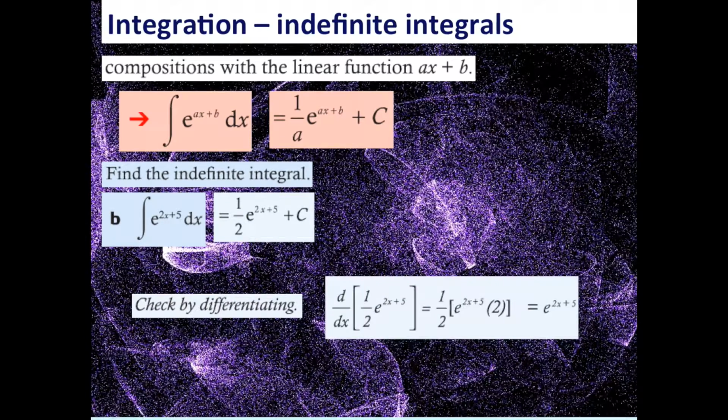Check our answer again by finding the derivative. So the derivative of this using the chain rule is going to be e^(2x+5) multiplied by the derivative of the inside, which is 2. So if we multiply through by a half, we end up with e^(2x+5), which is what we started with.